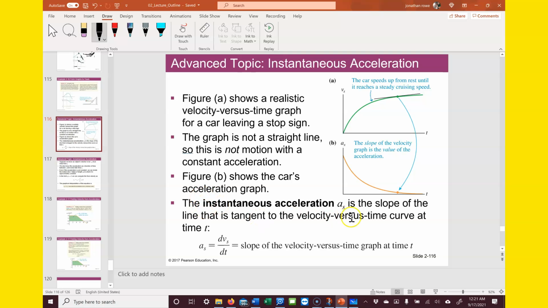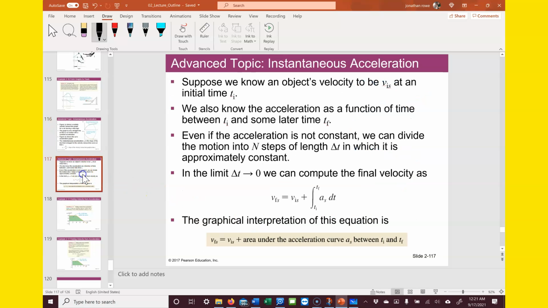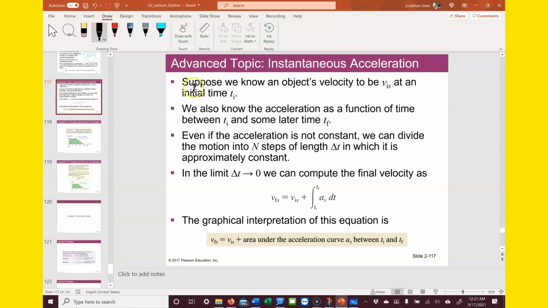The instantaneous acceleration, a sub s, is the slope of the line that is tangent to the velocity versus time curve at time t. In other words, a sub s equals dv sub s over dt, which is the slope of the velocity versus time graph at time t, also known as the derivative of the velocity versus time graph. We're almost to the end.